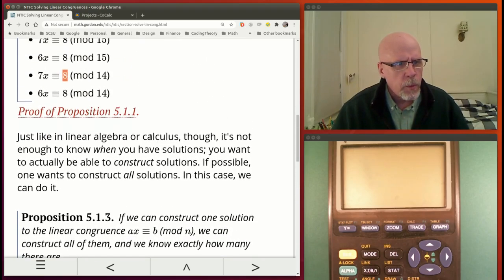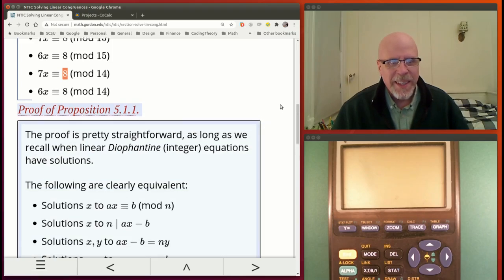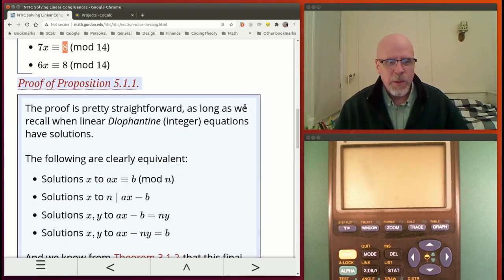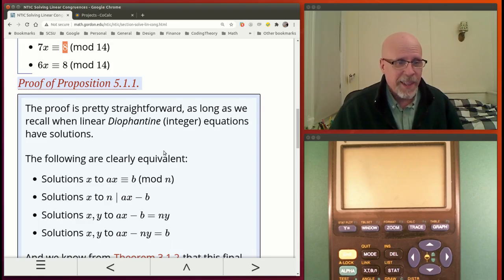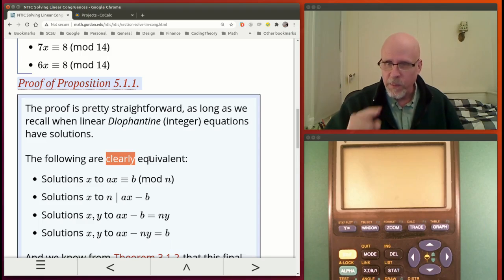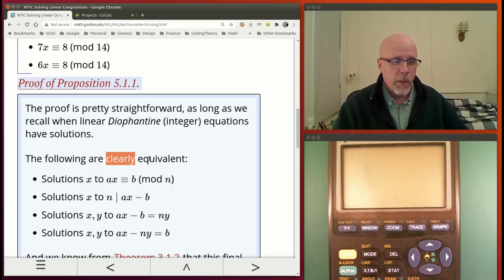I just clicked the proof and nothing happened. What? Oh, there we go. So they say the proof is straightforward as long as we know the stuff we just did about Diophantine integer equations having solutions. I always joke with students in the Intro to Proof course that if somebody uses the word clearly in a proof, you should concentrate on that spot because that's probably where they've made a mistake.